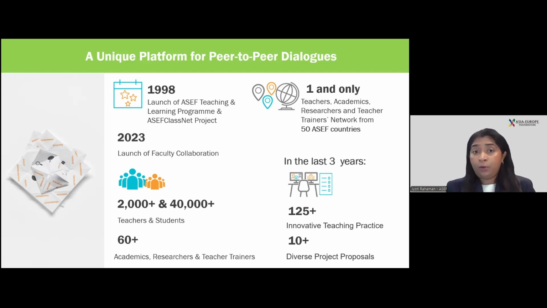But the faculty collaboration project is relatively new, and so far we have worked with over 60 academics, researchers, and teacher trainers. Most of them are coming from higher education institutions, mainly from the Faculty of Education or Department of Education. Teacher trainers are coming mainly from the Ministry of Education, an associated teacher training academy, or an institution. Just to highlight, in just the last 3 years, from our ASEEClassNet school collaboration track, there have been over 100 innovative teaching practices, and from the faculty collaboration, over 10 diverse project proposals.